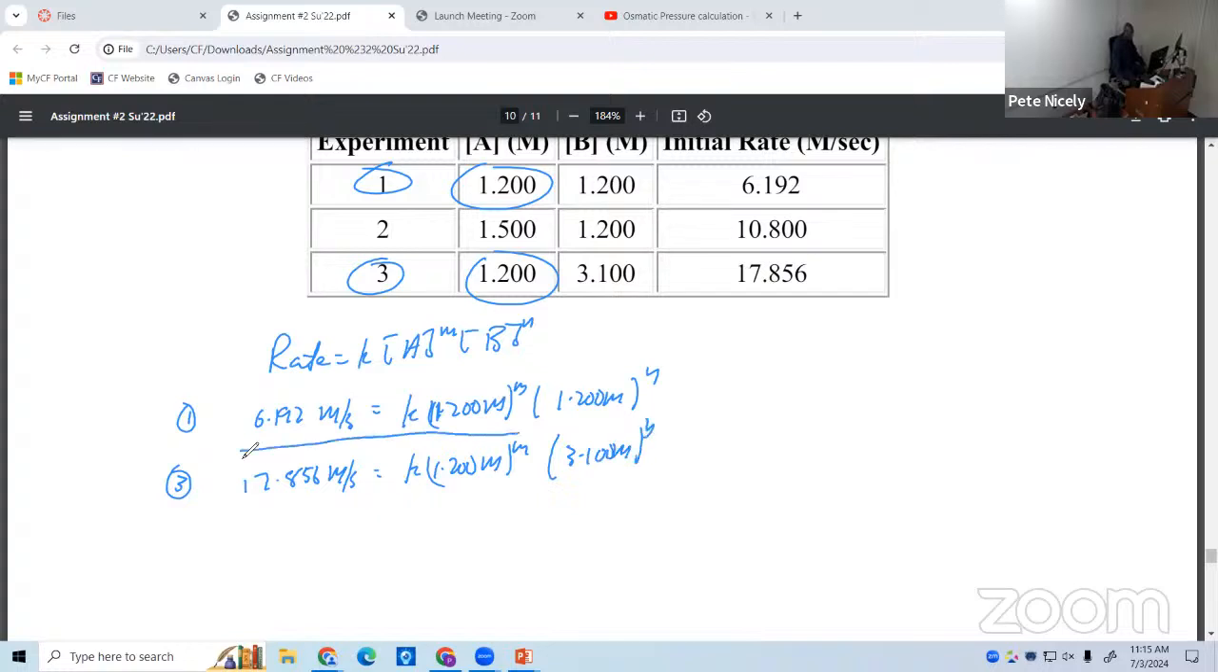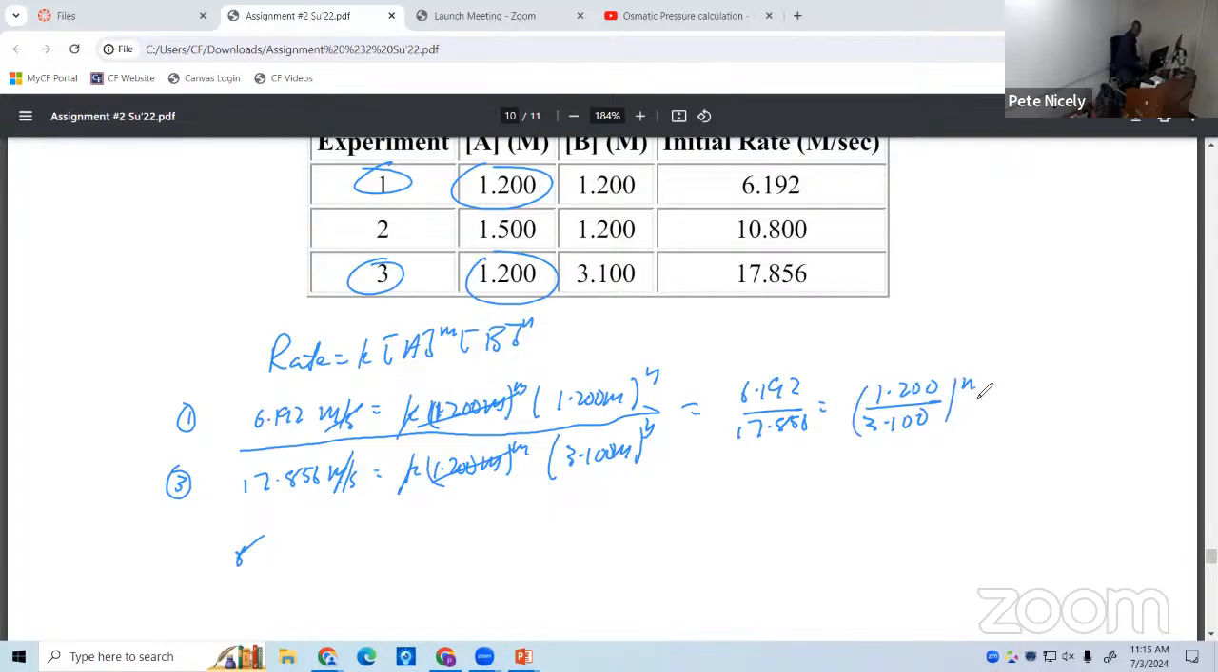And again, we're going to do like we did before. This is going to cancel, these are going to cancel. So you're going to end up with 6.192 over 17.856, and that will be equal to 1.200 divided by 3.100 raised to the N.